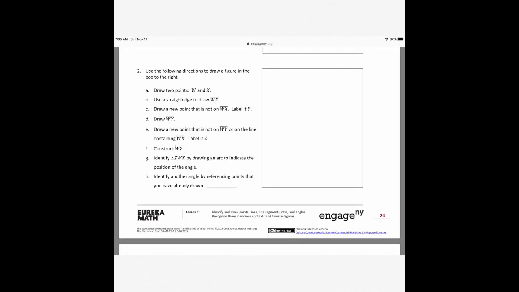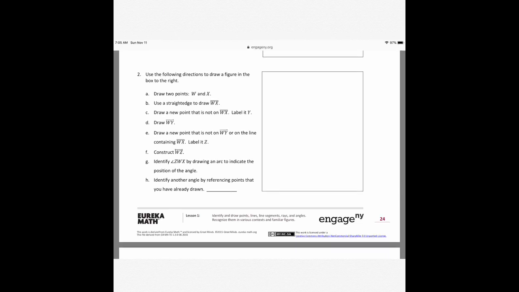Okay, problem number 2 is the same thing. It's just showing that you understand the notation for each vocabulary word. So we're going to start off with drawing points W and X. And then it says use a straight edge to draw line segment WX. I'm just going to do my best here, and I'm going to connect W and X, and I'm going to stop at each point because it's a line segment. And then it says draw a new point that is not on WX, label it Y. So I'm just going to write that right here.